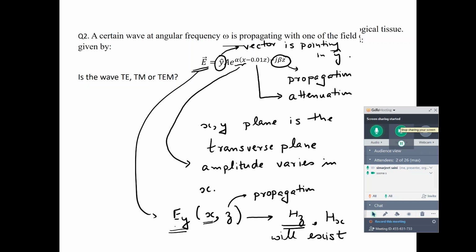So the three components which will exist would be Ey, Hz, and Hx. So it's telling me that there is a component of the magnetic field in the direction of the propagation, but no component of the electric field in the direction of propagation. So this must be a TE wave.